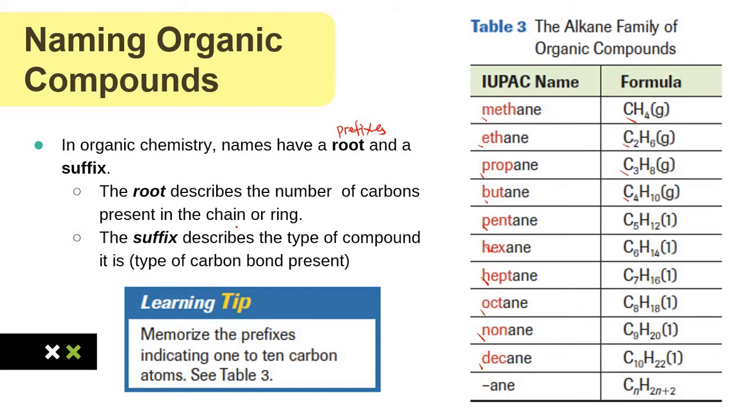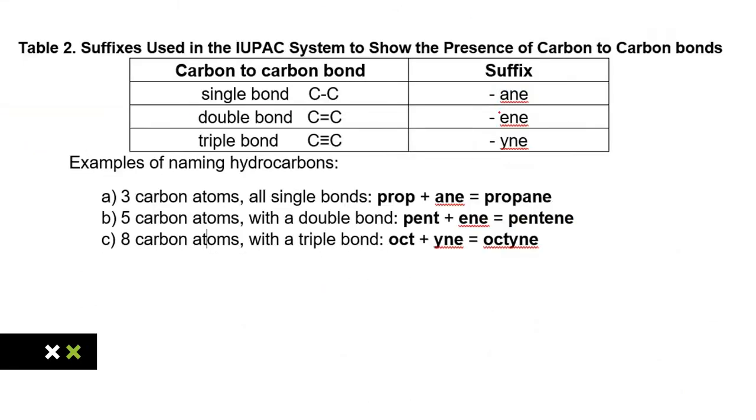And also the suffix is the end part of the name, and this describes the type of carbon bond present. So if you have a suffix of -ane, this is an alkane. For example, this 3 carbon all single bonds, propane. If there's an -ene at the end, this is an alkene, just like pentene. And octyne, this is an alkyne. We have a suffix of -yne.